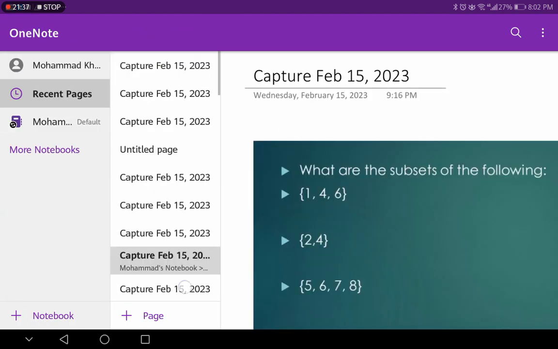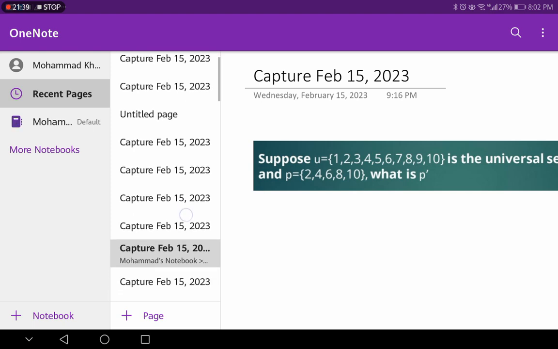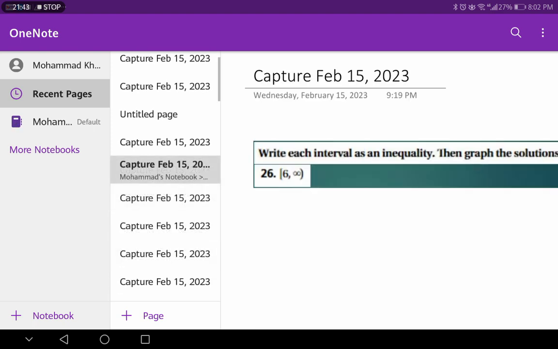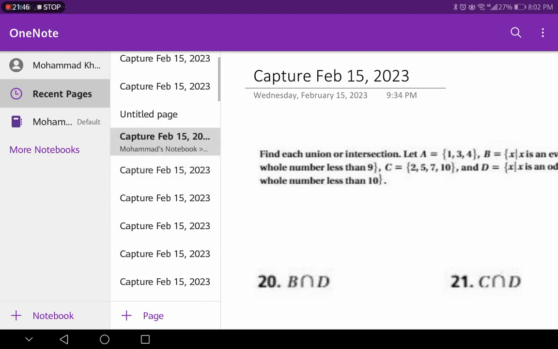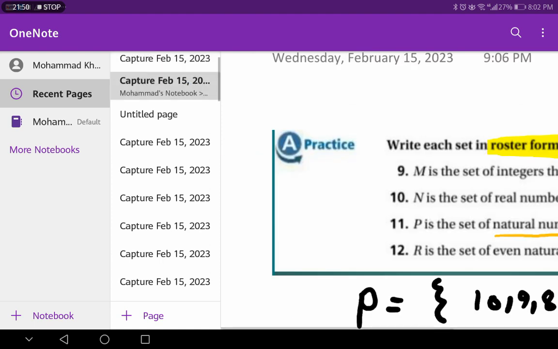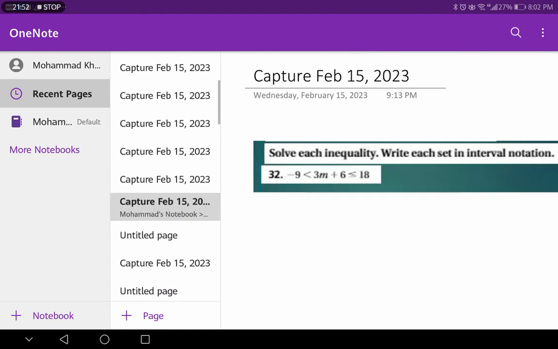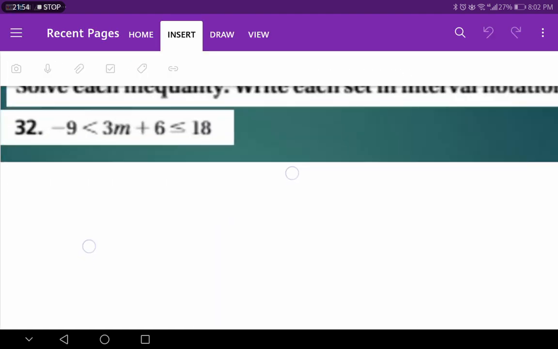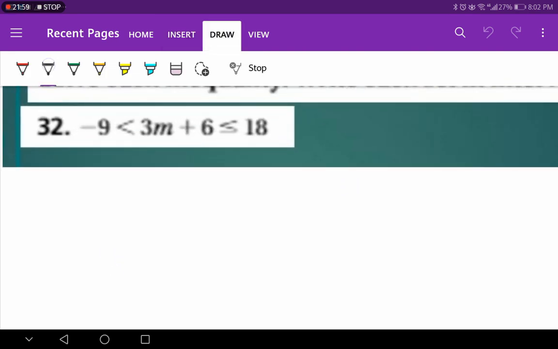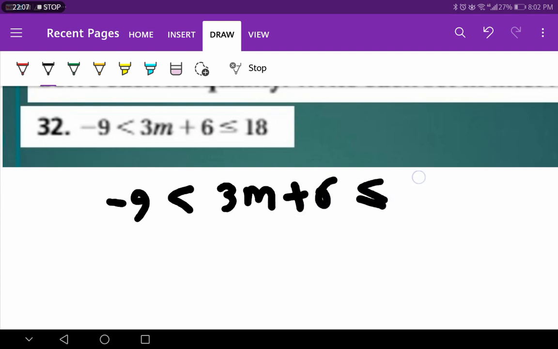Now let me move to, yes, where is it? Not this, not this. Maybe I lost it in Los Angeles. Yes, this one. This is the second compound inequality. I will rewrite it for you. It's negative 9 less than 3m plus 6 less than or equal to 18.